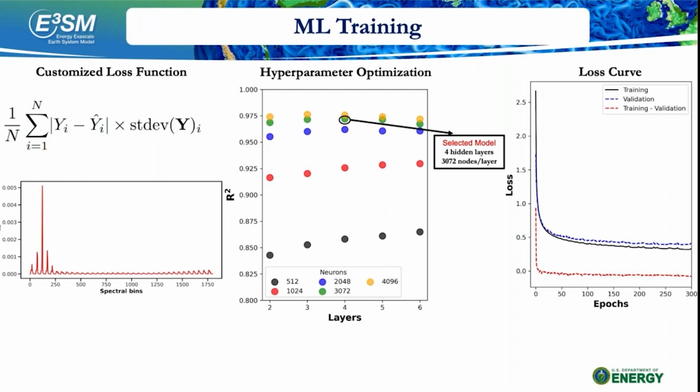So this is the loss curve for the selected model. We can see we are not overtraining. We did 300 iterations, and on GPU, with a single A100 GPU, our training time is just 6 hours.